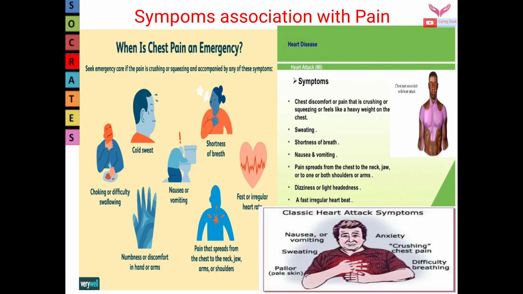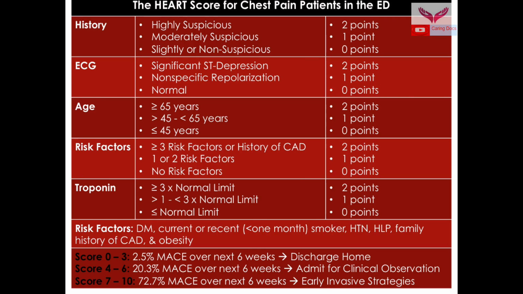The patient may have various associated symptoms with the chest pain also. If the symptoms include sweating, shortness of breath, nausea, vomiting, pain radiation to neck, jaw, one or both shoulders or arm, or if the patient has history of dizziness or lightheadedness, fast irregular heartbeat, it may suggest features of heart attack or myocardial infarction.